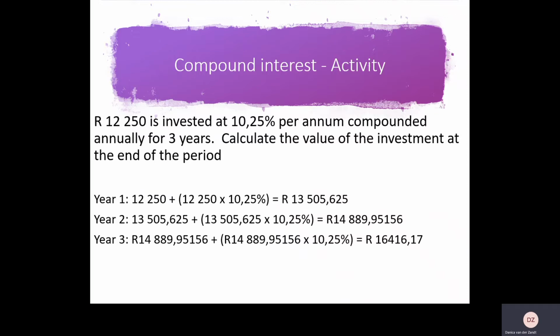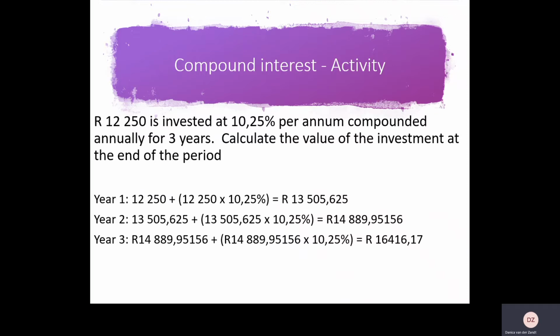Year two now starts with that amount, including those extra decimals. 13,505.625, and in my brackets, plus 13,505.625 again times the same interest rate, 10.25%. It's compounded annually, so it's only one calculation for year two. Adding that together, I get 14,889 Rand 95156. So I kept the decimals, and I start that for year three.